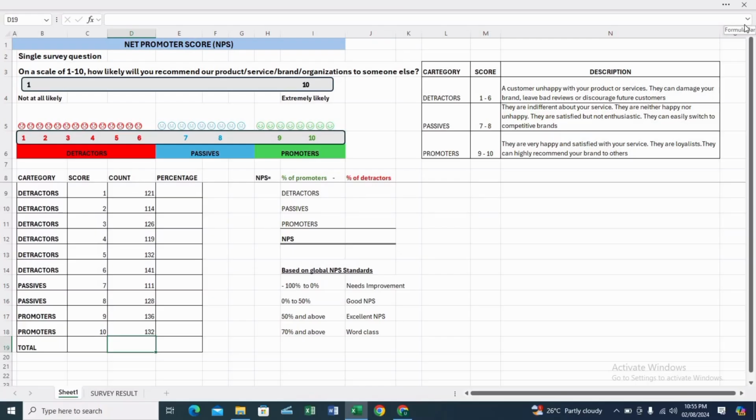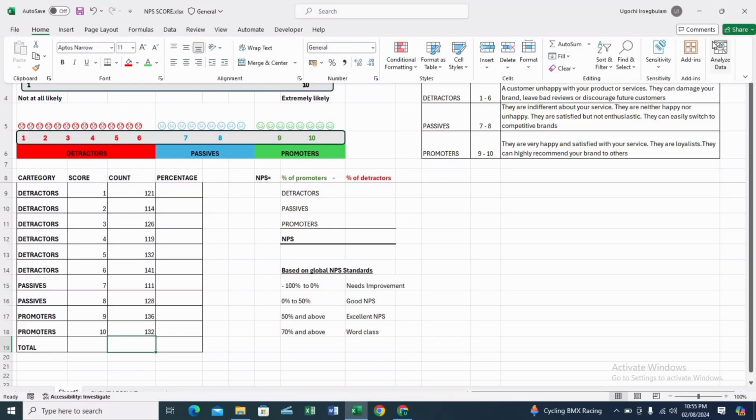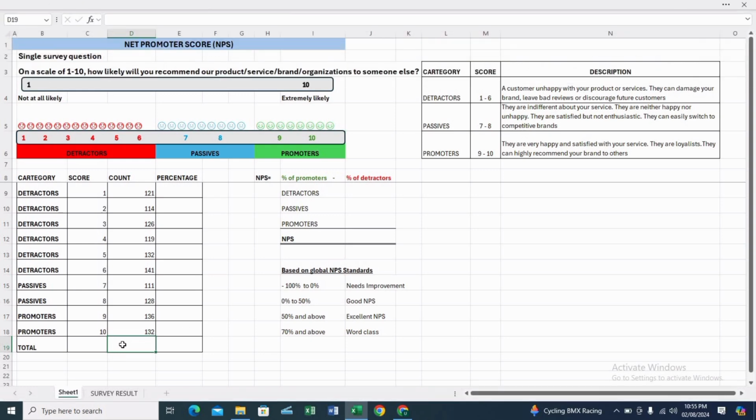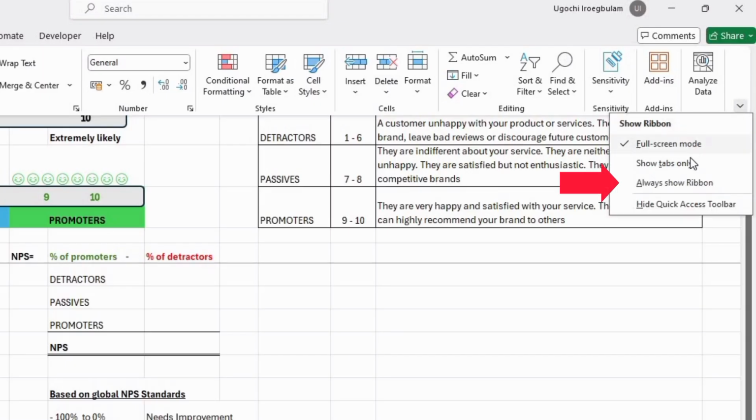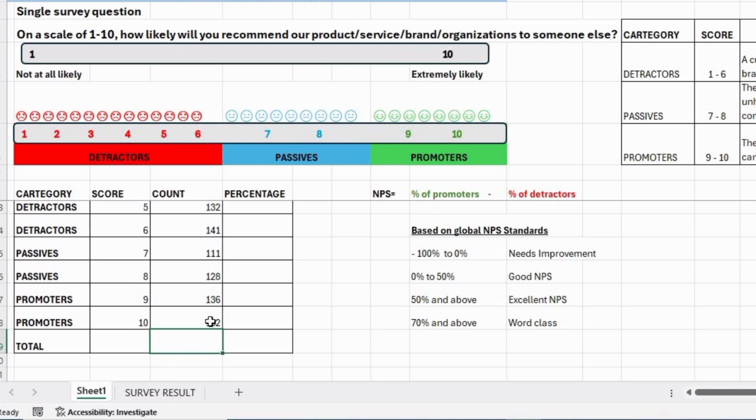We can use the shortcut key Alt equals to calculate the sum of total scores. So the function is not working because I've collapsed the ribbon. What I would do is to show all tabs and ribbons so that I can apply that formula. So I would press Alt equals, which is the shortcut key to sum the total count, and press enter. And here we can see that we have a total of 1,260, which confirms that this formula is accurate.